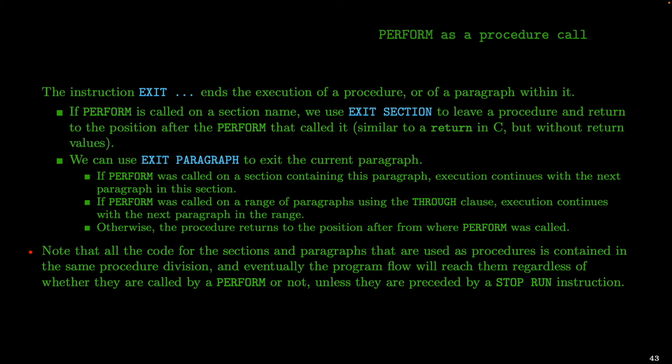Now note that, as I showed you in the simple example program before, all the code for the sections and paragraphs that will be used as procedures is contained in the same procedure division, namely that of our total COBOL program. So eventually the program flow will reach the code for these procedures regardless of whether they are called by a perform or not, unless you precede them by a stop run instruction and prevent that from happening, just like I showed you in the little example before.